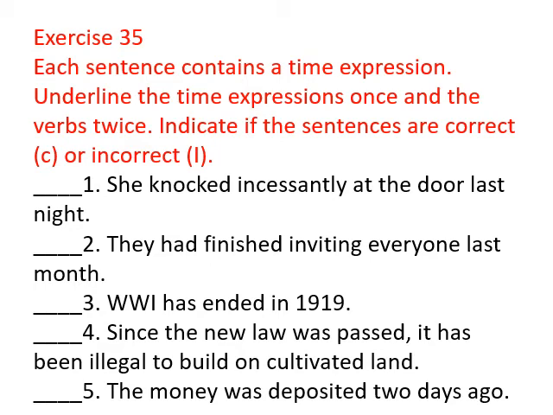Since the new law was passed يعني من أول القانون ده ما اتفرض it has been illegal to build on cultivated land. أنا بتكلم على إيه؟ على حاجة من وقت ماضي لغاية دلوقتي. يبقى صح إني أستعمل ال present perfect. It has been illegal to build on cultivated land من غير القانوني البناء على أرض مزروعة.